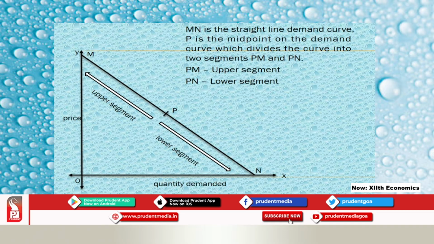This is the way we would go ahead and draw a demand curve, right? Now in this case, remember, it's a straight line intersecting both the x and the y axis. So MN is a straight line linear demand curve, okay, and point P is the midpoint of this segment MN. Now this midpoint divides the entire line MN into 2 parts or 2 segments, PM, which is the upper segment, and PN, which is the lower segment.